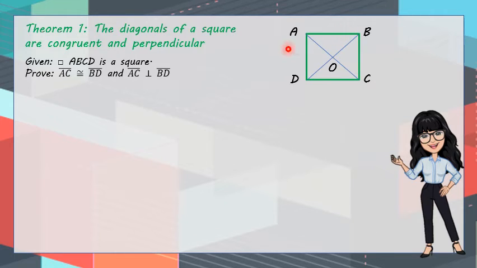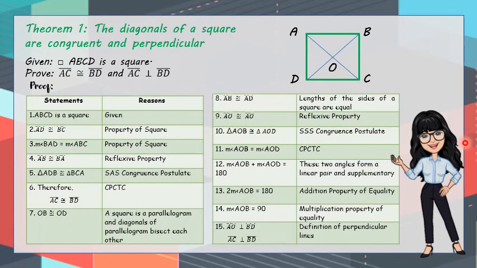And this will be our given figure. So we have here AC is one diagonal, BD is one diagonal, point O here is our intersection of the two diagonals, which is also the midpoint for each diagonal. So we have here the proof.